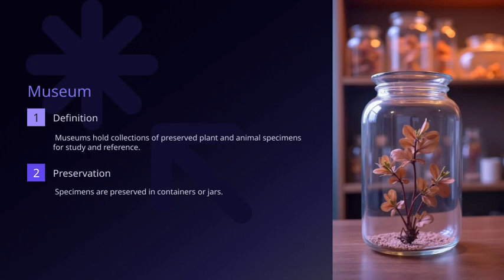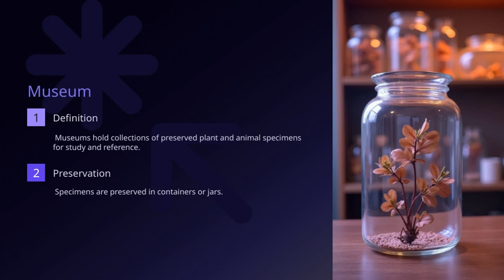Specimens are preserved in containers or jars, which helps protect them and keep them in good condition for study. Preservation is an essential part of collecting biological samples, allowing scientists to examine and compare them over time. Museums play a crucial role in this process, holding collections of preserved plant and animal specimens. These collections serve as valuable resources for research, education, and reference.